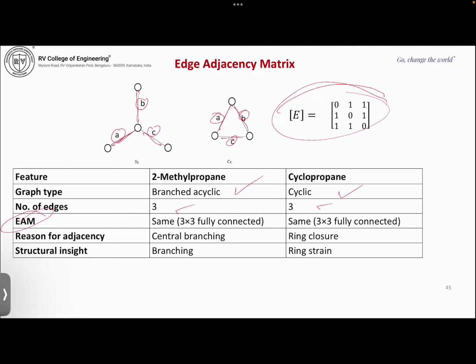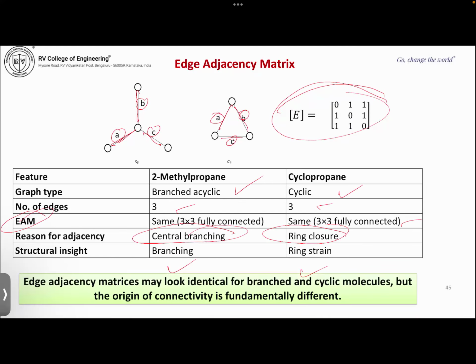The edge adjacency matrix for both is the same, a 3x3 fully connected matrix. The reason for the adjacency is a central branching in one and a ring closure in the other. The structural insight is that one represents branching and the other represents ring strain. So the edge adjacency matrix cannot distinguish molecules like these. The EAMs may look identical for branched and cyclic molecules, but the origin of connectivity is fundamentally different.